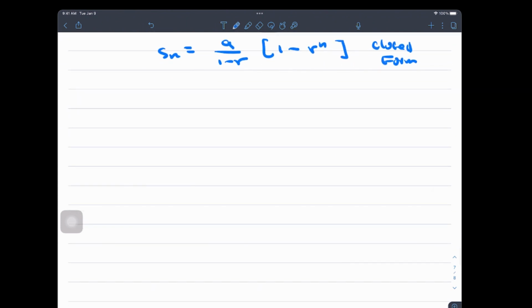All right, so now you say, okay, what's the limit of Sn? A over 1 minus r. Okay, don't forget, all of these values are constants. I can pull that out. I can pull out my constant.